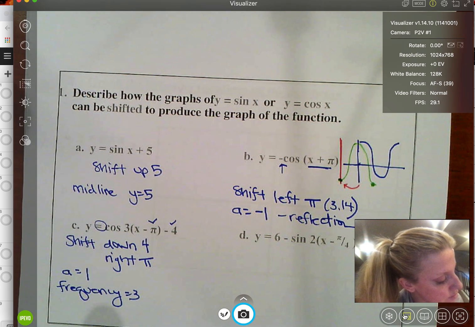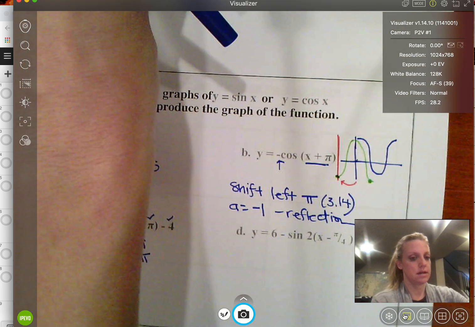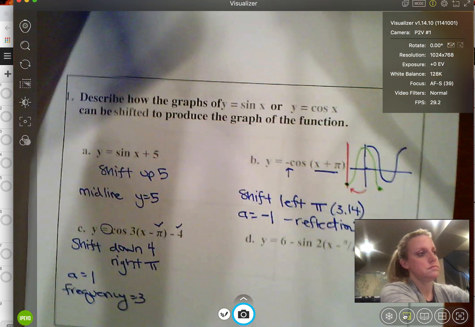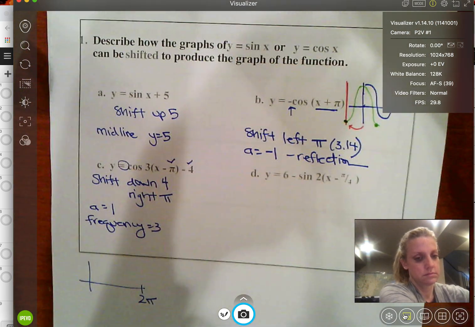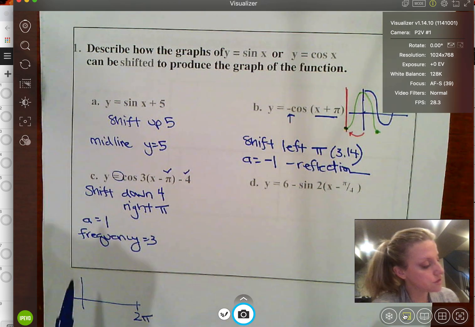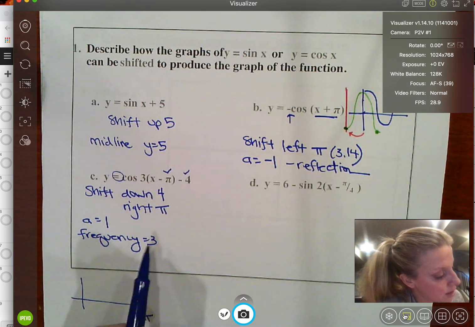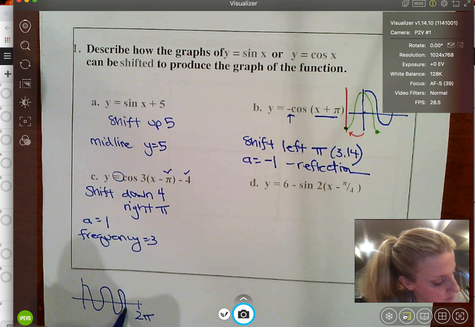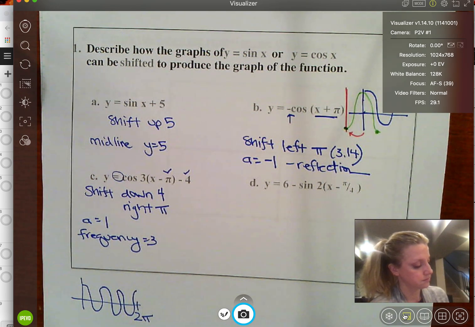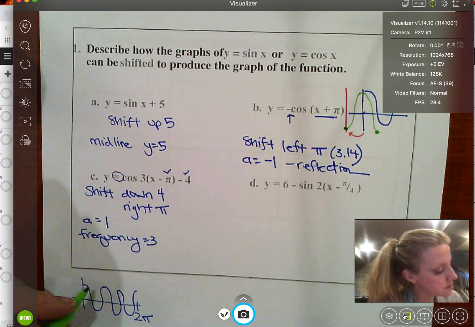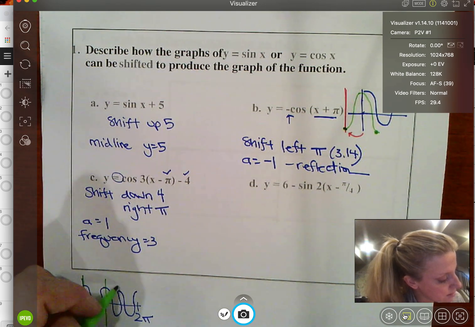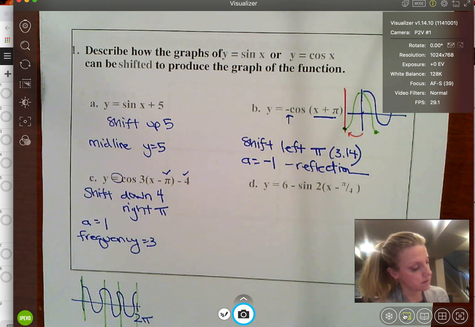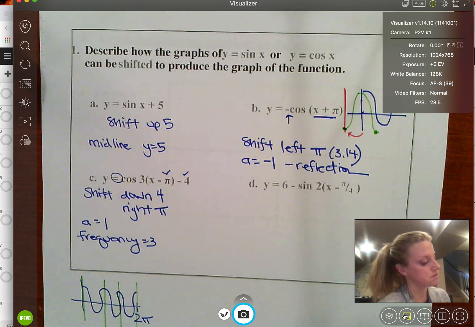Between 0 and 2 pi, we're going to see 3 cosine graphs. So you'd see 1, 2, 3. You can kind of see the walls here, here, here, and here. So not a great sketch, but it gives you the idea.